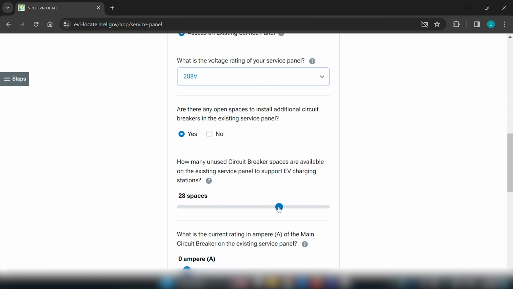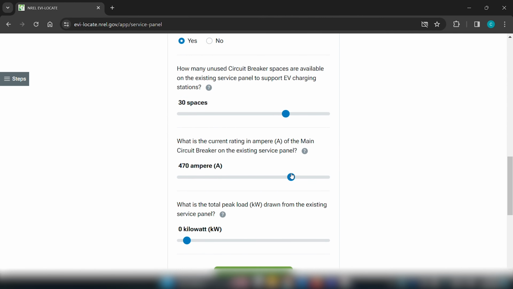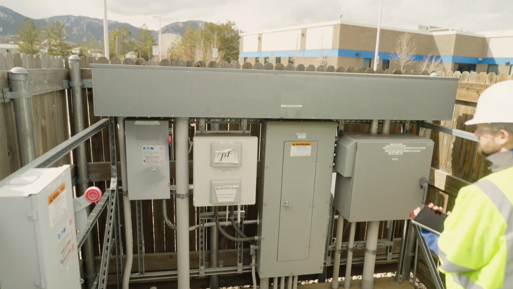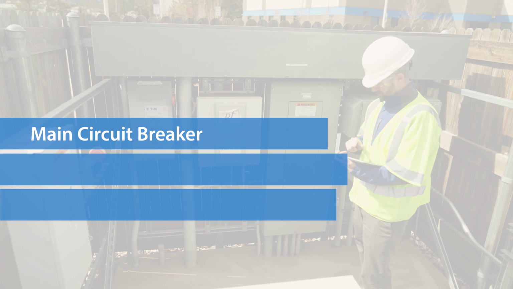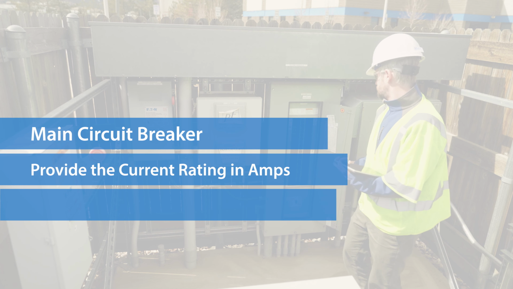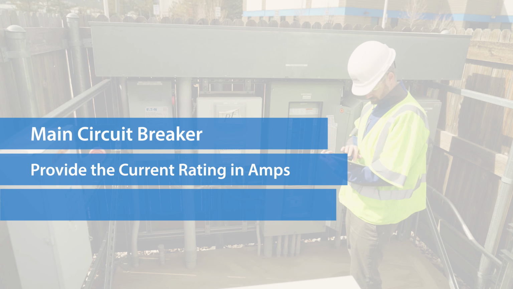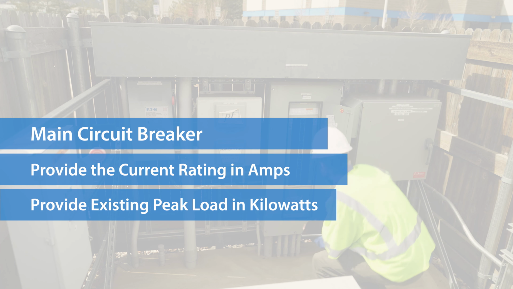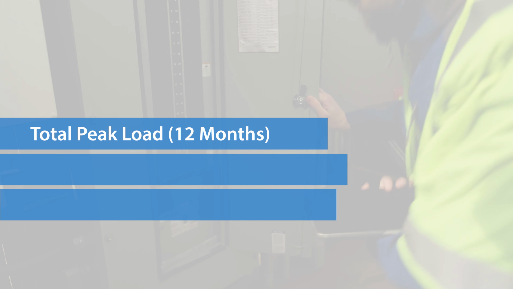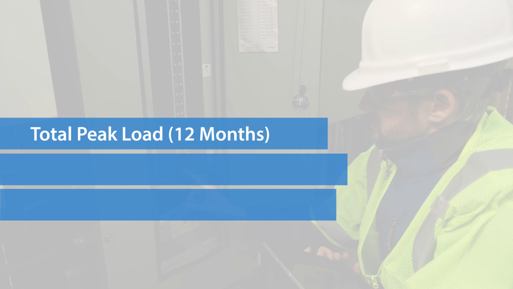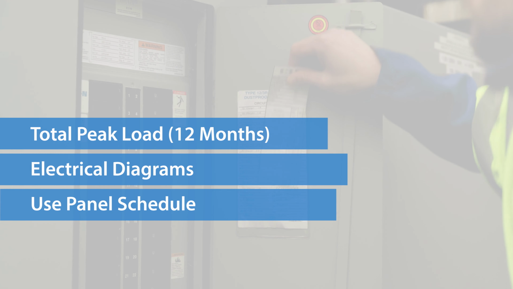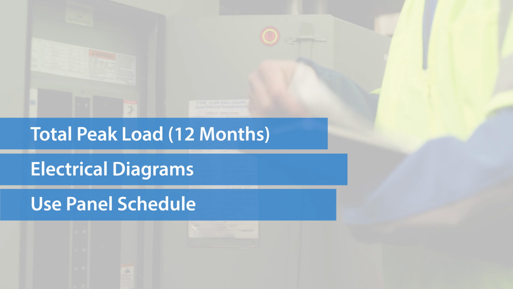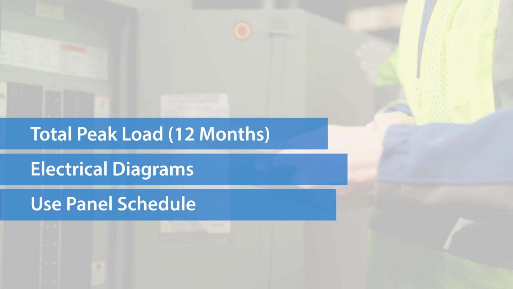Use the sliders to enter the values. After determining whether you have sufficient physical capacity in the service panel for new EV breakers, you will need to assess electrical capacity. This requires providing the current rating in amps of the panel's main circuit breaker and the existing peak load in kilowatts. The total peak load metered over 12 months is the ideal source of data for the existing peak load. However, you can use electrical diagrams if available, or calculate the load in kilowatts from the panel schedule. These calculations require some electrical expertise.